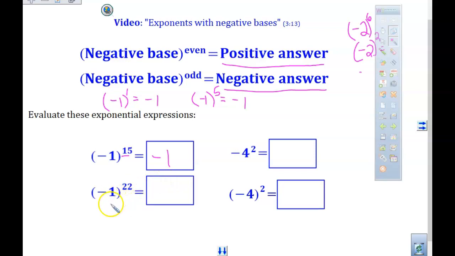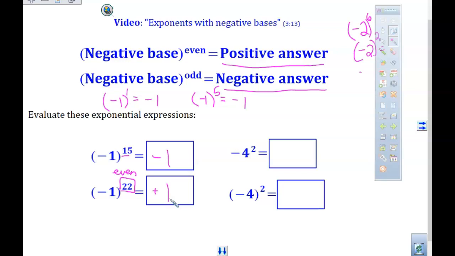So what I want you to do is look at these last two down here. We're going to come back to this one. Talk to your shoulder partner or the person sitting by you and tell me what our answer should be for that. Is 22 even or odd? Even. This is an even. So I have a negative base to an even power. We think this should be positive. And if I'm taking 1 to that power, that means 1 times 1 times 1 times 1. This should be a positive 1. Okay? If you thought negative, you've got to be careful.